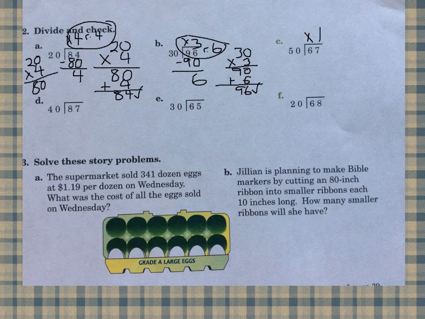1 times 50 would be 50. We're going to subtract. We get 17. 1, remainder 17. Let's go ahead and check it. 50 times 1 is 50, plus 17 is 67. And that number matches that number, so we are good. Checks, and we can circle our answer.